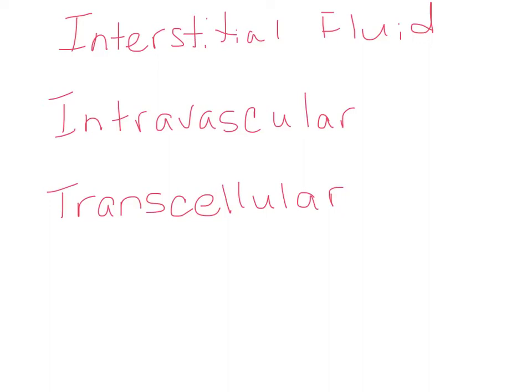Transcellular fluid is your urine, your digestive secretions, perspiration, your spinal fluid, and then it is also your pleural, synovial, intraocular, gonadal, and pericardial fluids. You also have to keep in mind that the cell membrane is permeable. What this means is that it's allowing passage of water, oxygen, CO2, and small water-soluble molecules.